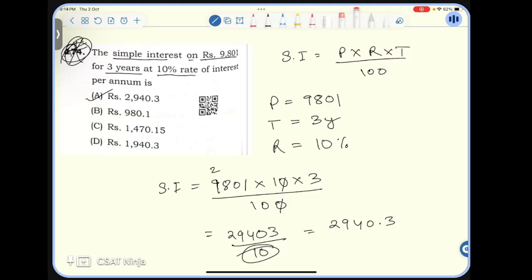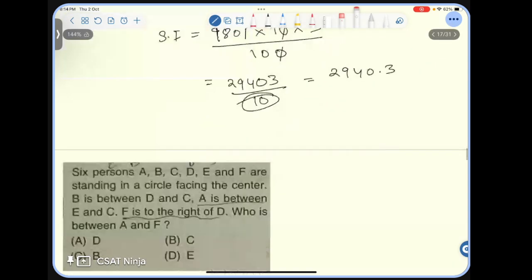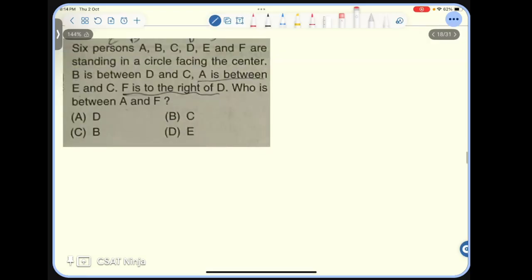This especially, or try some questions before exam. Simple interest question. It's compulsory to ask. So let's go to next. These days, even in CBSE, they're asking a lot of questions based on seating and arrangement. So let's try a question based on that.